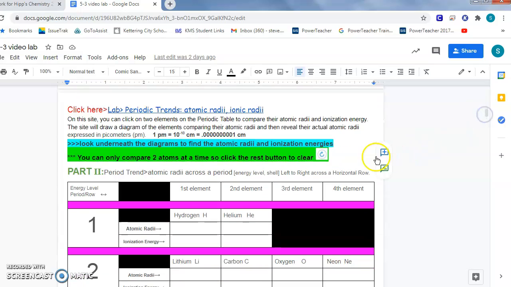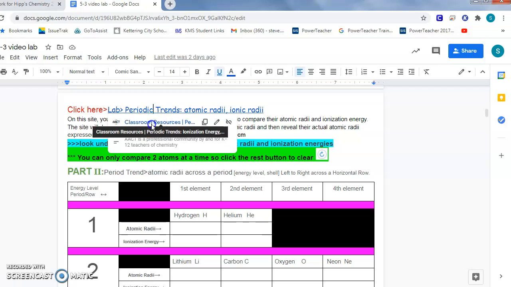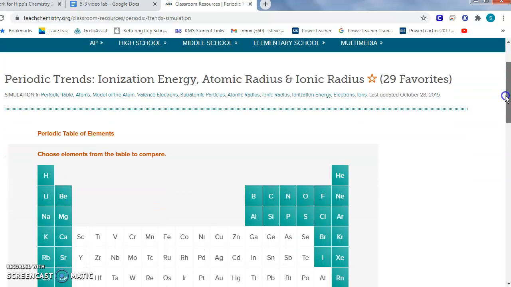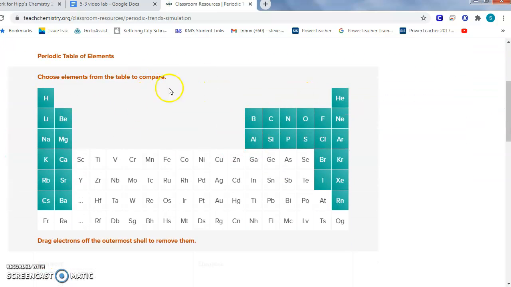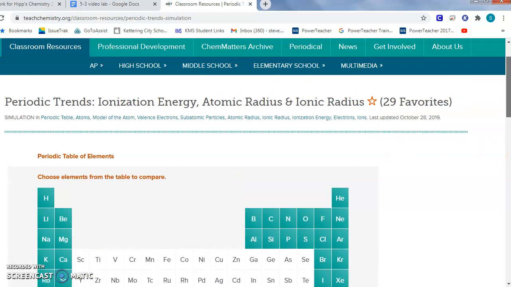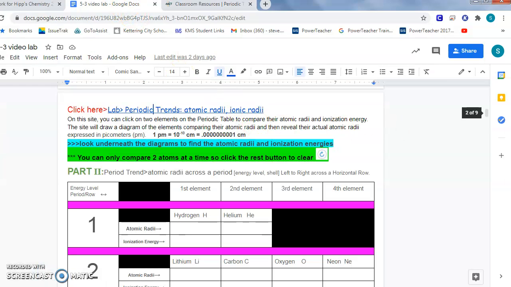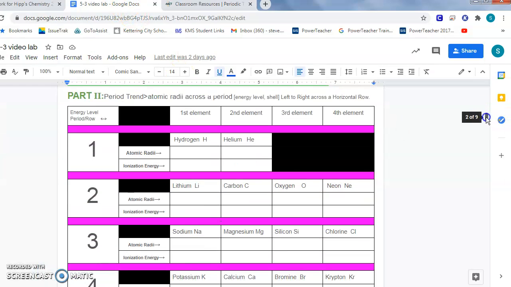Then once we have the background information, it is time to start the lab. So we'll click on the link taking us to the lab. There we go. And we are now there. This is the periodic table that you'll be using as we investigate trends, which are patterns on the periodic table regarding atomic radius.